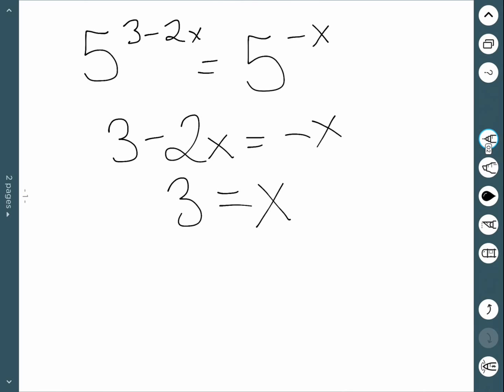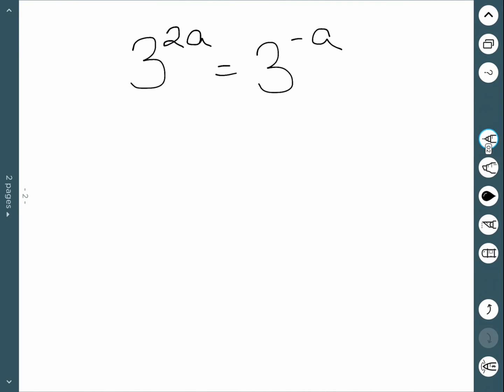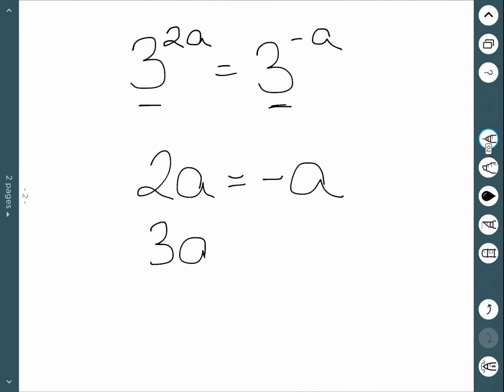Let's look at a couple more. Another fairly basic one, 3 to the 2a equal to 3 to the negative a. Once again, the bases are the same, so we can just set the exponents equal. And then I can add a to both sides and get 3a equal to 0. Divide by 3 and just get a is equal to 0. So I have my answer.